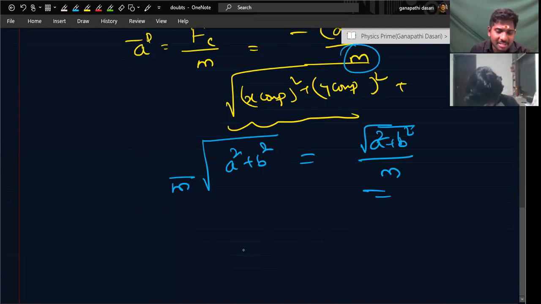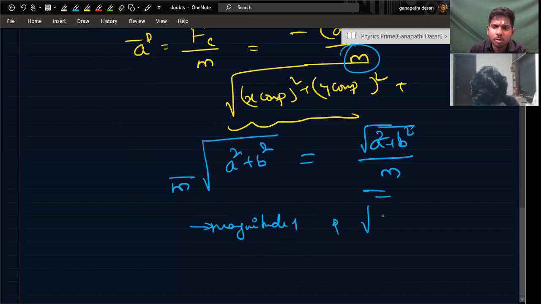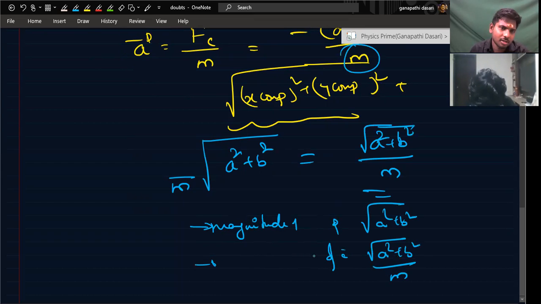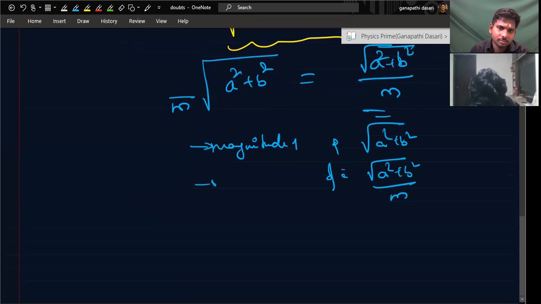If they ask you only the magnitude of force, the answer is root over a square plus b square. And if they ask you the magnitude of acceleration, that is root over a square plus b square by mass. The answer will be the first option.